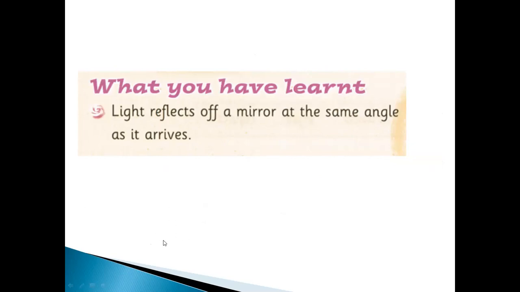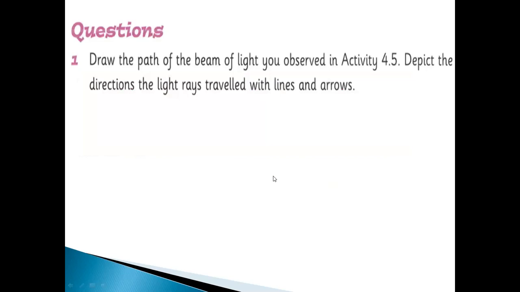As this is a source of light, it's reflecting or touching with the mirror, or arrives at a mirror, it bounces off or reflects back with the same angle as it arrived from here to the mirror. Question number one, exercise: draw the path of a beam of light you have observed in activity 4.5. Depict the direction of light ray travel with lines and arrows.